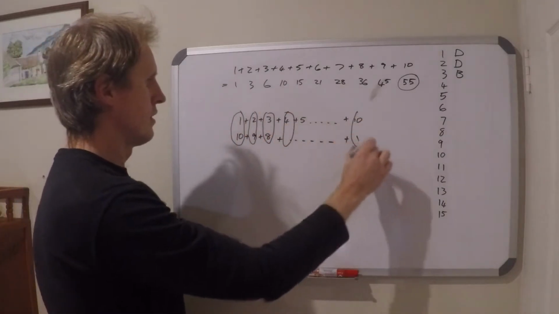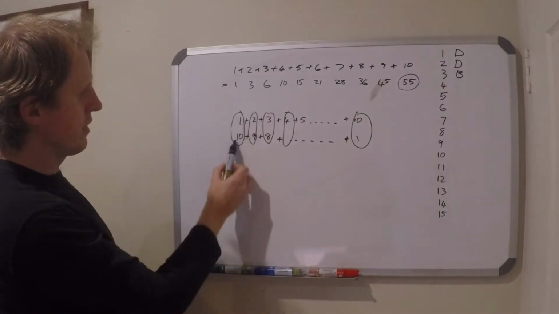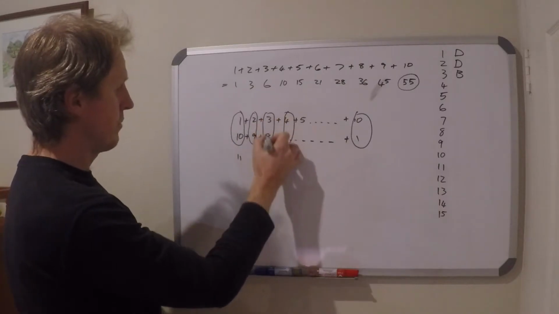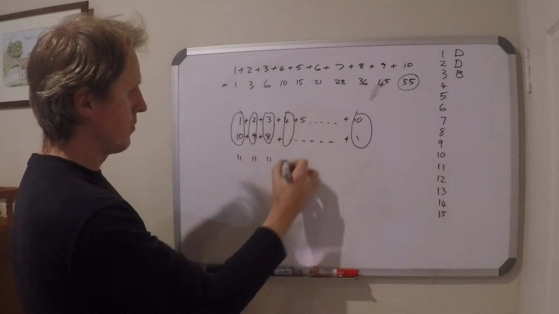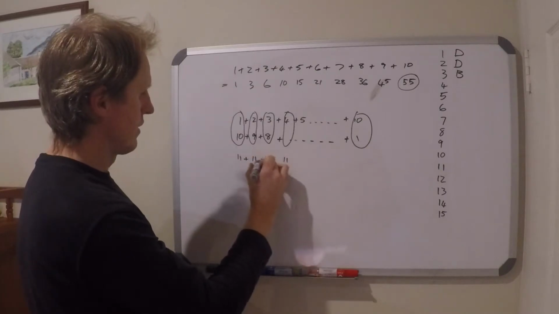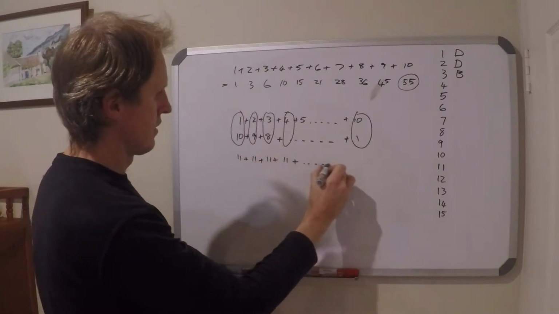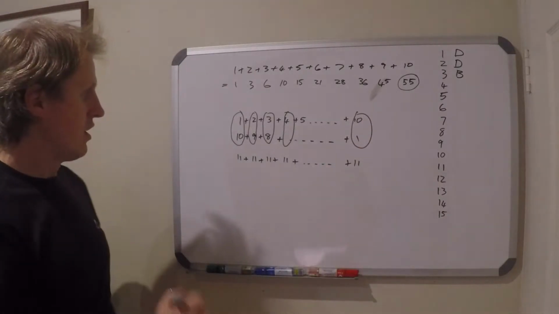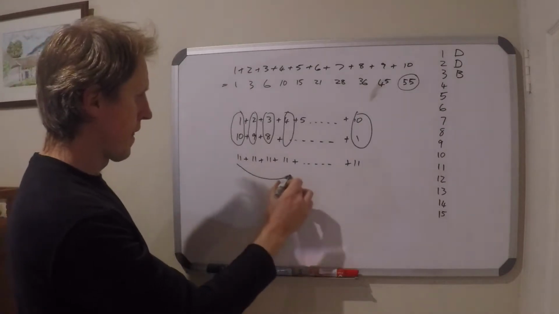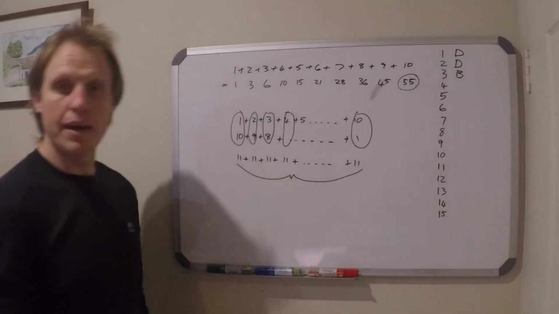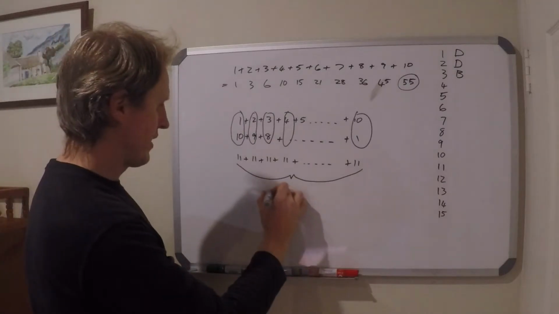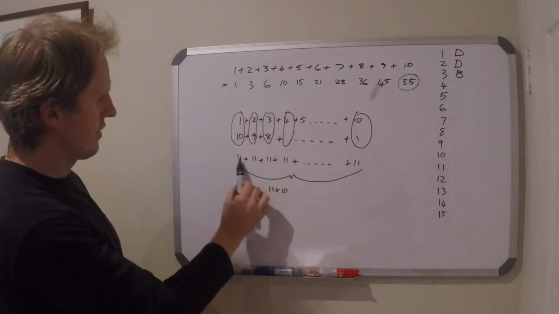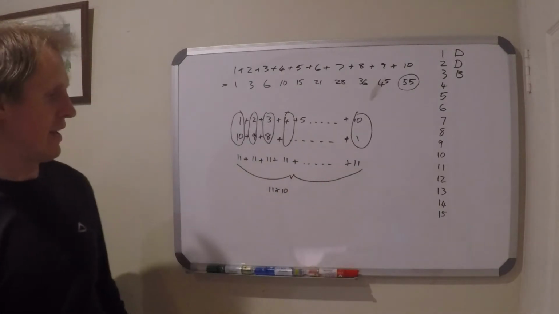each group is going to add up to 11. 1 plus 10 is 11, 2 plus 9 is 11, 3 plus 8 is 11, 4 plus 7 is 11, and finally 10 plus 1 is also 11. So now the question is, how many times have we added 11? Here we can say that it's 11 times 10, because there are 10 numbers that we have to add up.